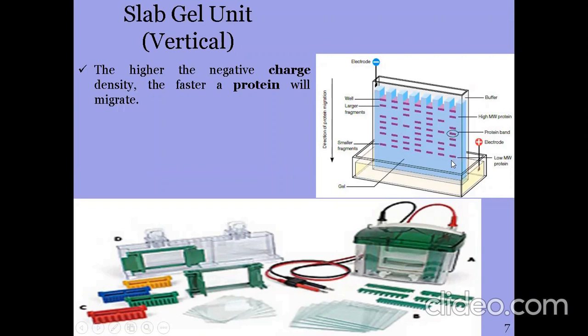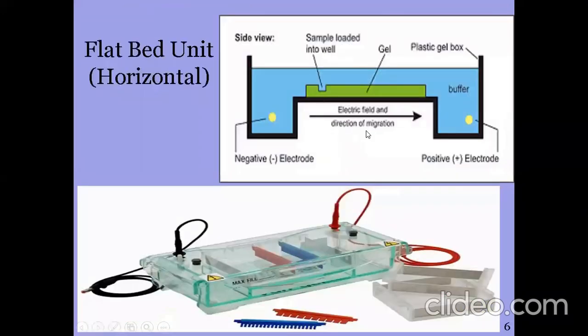Low molecular weight proteins will migrate faster, and that will be here, and these are the wells. Larger fragments are here, smaller fragments there, and this is the direction of protein migration. Because the proteins have high molecular weight, we will need two things. First is the charge, the electric field, and the second one is the gravitational force. So this is the vertical setup, and this one is the horizontal setup.